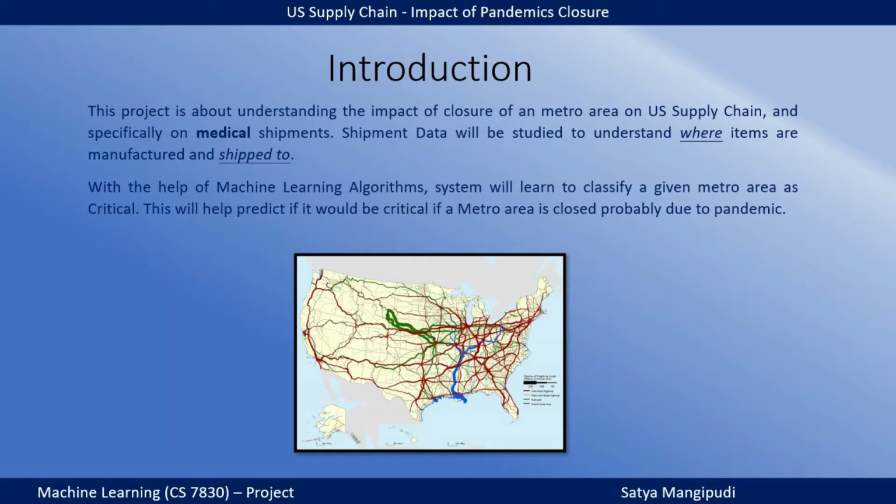If the origin location is closed for a particular reason, and that could be a pandemic, for example, then not only that area but the areas that receive the goods are also affected. The situation would be particularly severe if the goods are medical related. Here we try to make the machine learn the movement of freight between locations along with other features, and then it should be able to predict if closure of a particular area or metro would be critical.